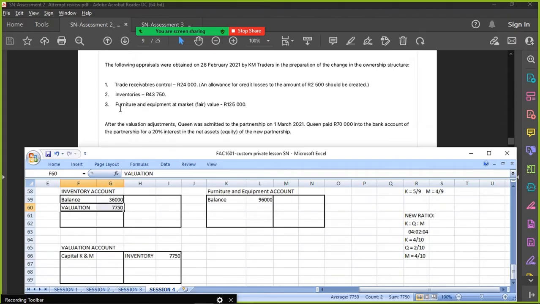Then the furniture market value is 125. So again, same thing.